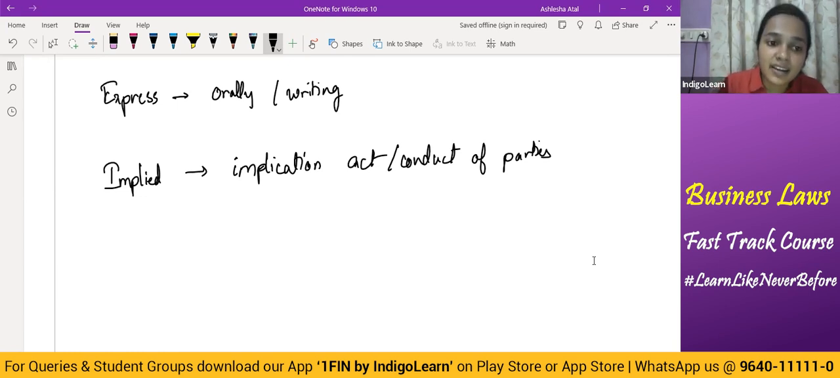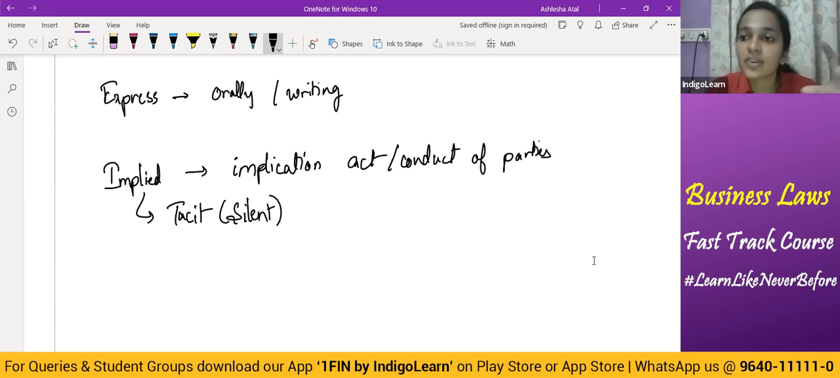Now there's another type of contract which is a subset of implied contract, that is a tacit contract. The word tacit basically means silent. So again, this is a contract which is implied by the conduct of the parties. Implied contract again by the conduct of the parties, and it has one more type, that is tacit contract. Tacit contract is not different from an implied contract. It is similar to an implied contract only.